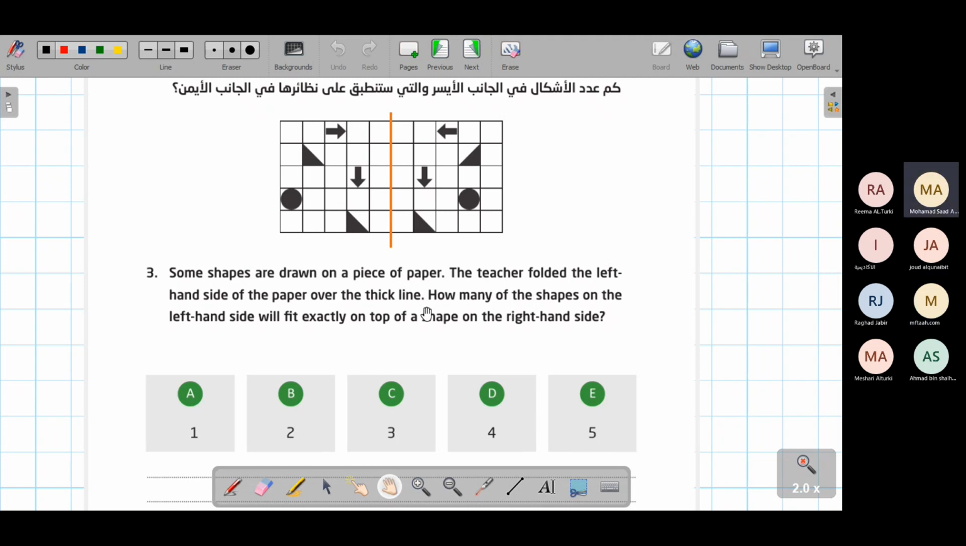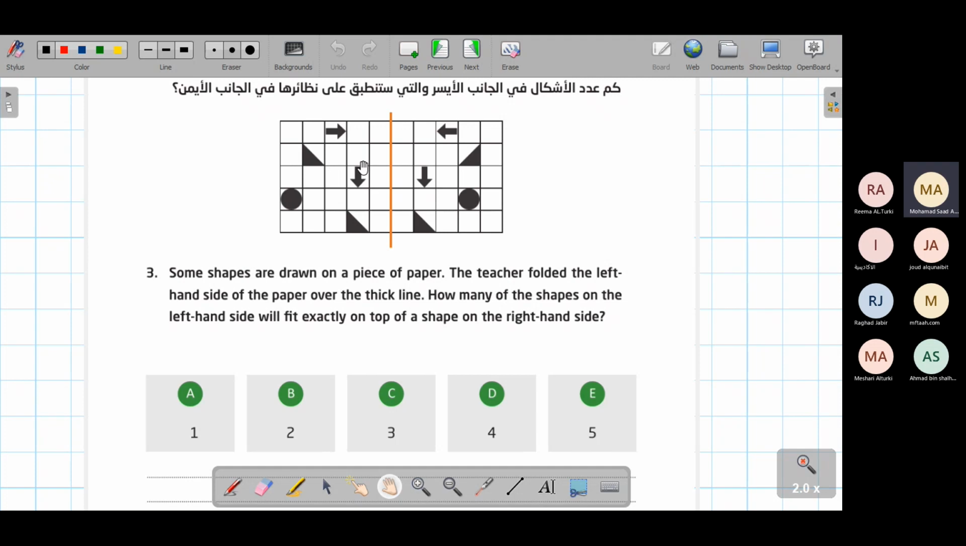Wait. Hello. When you want to read any question, we need to read the question carefully. It means expression by expression, sentence by sentence. So here we write the first one, to the point here of paper. That's it. Then we will move to the second one. Then you will move to the question or to the third one. It depends on the given. Don't read the question directly or quickly. We need to take it step by step. Okay, Yahya. Again. Some shapes are drawn on a piece of paper. The teacher folded the left-hand side of the paper over the thick line. Excellent.